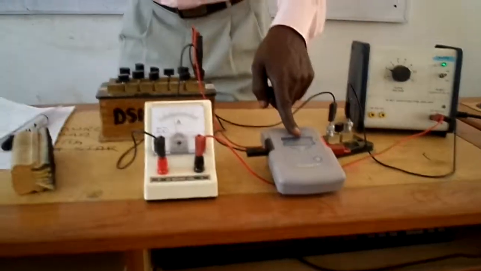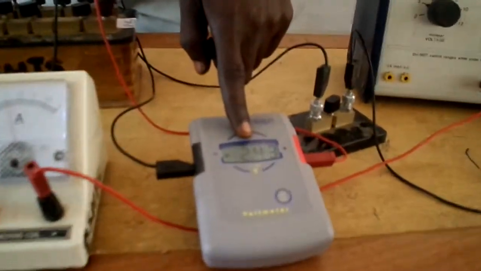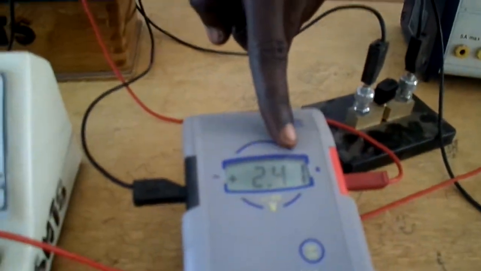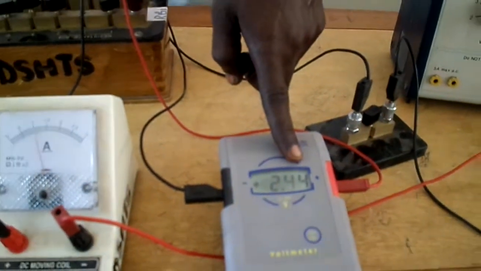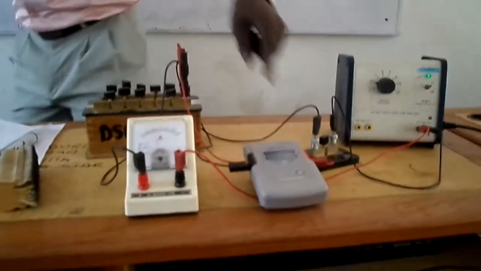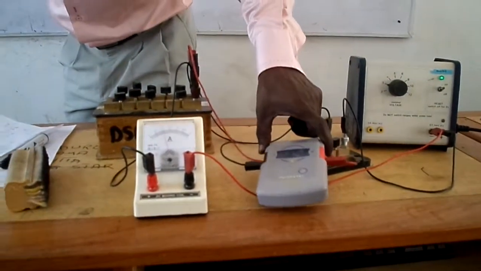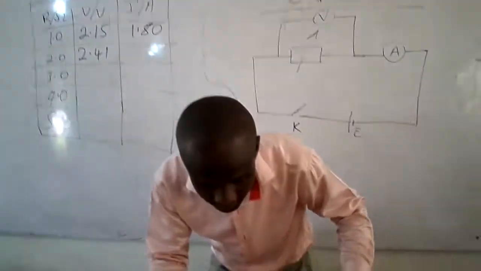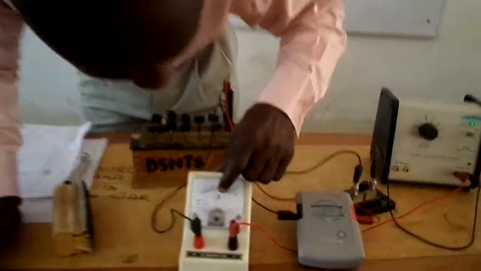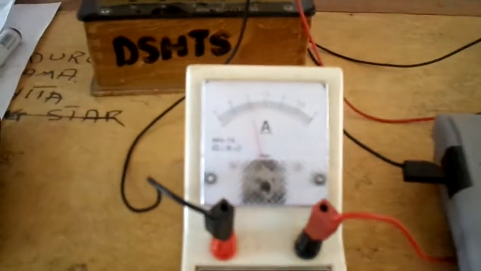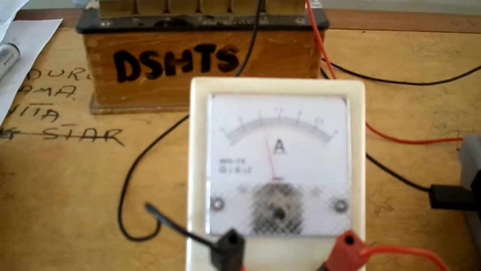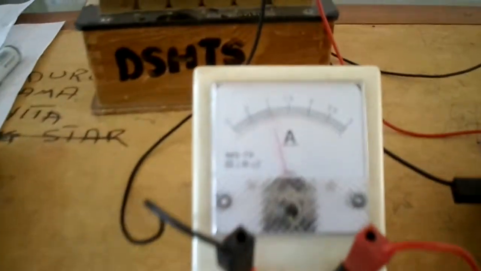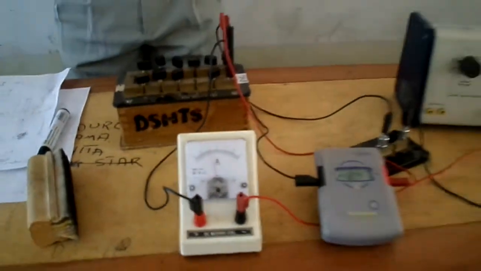The voltmeter is now 2.41, and then the current is also almost 1.05 amperes. That is when I take 2 ohm resistor.